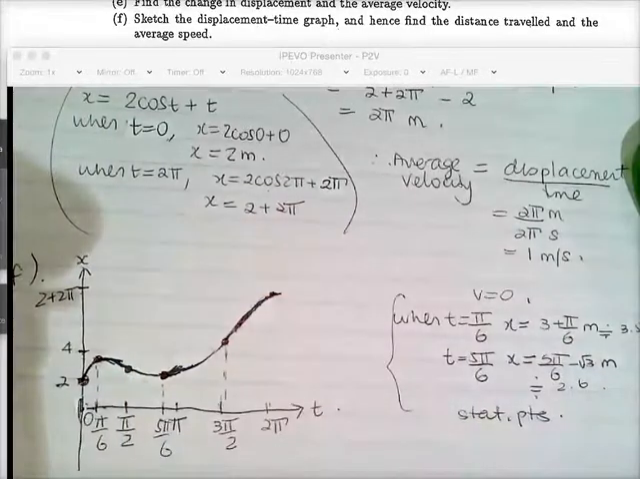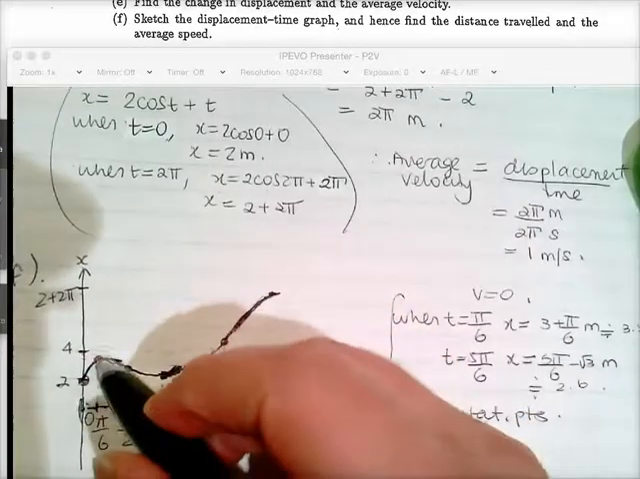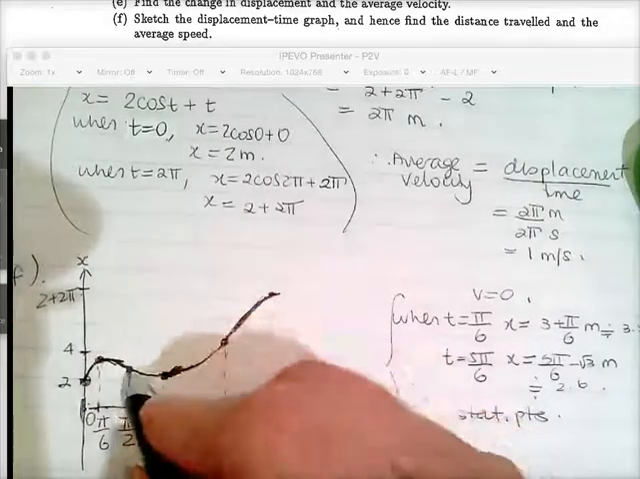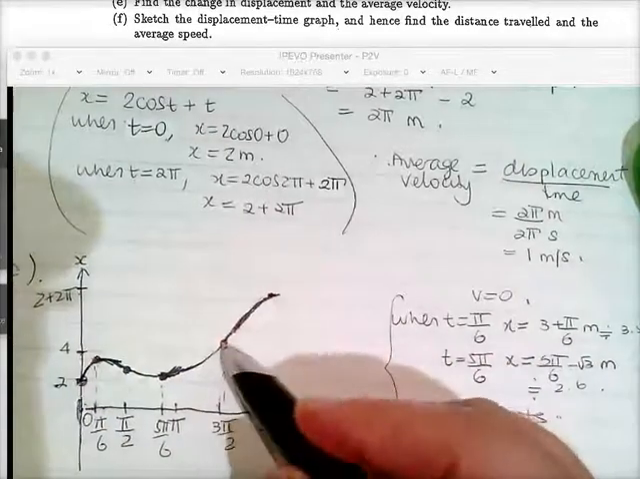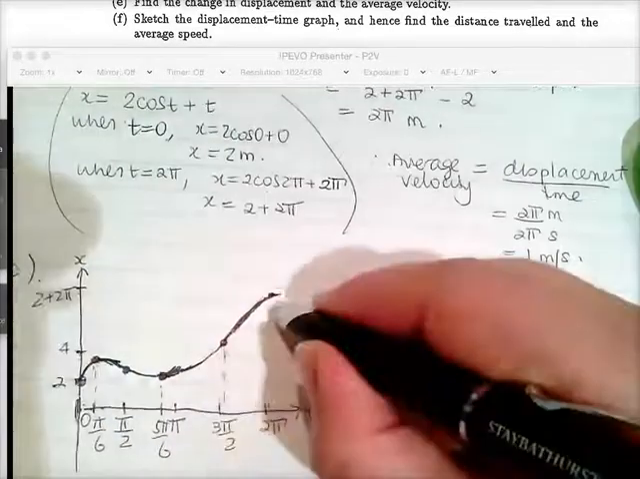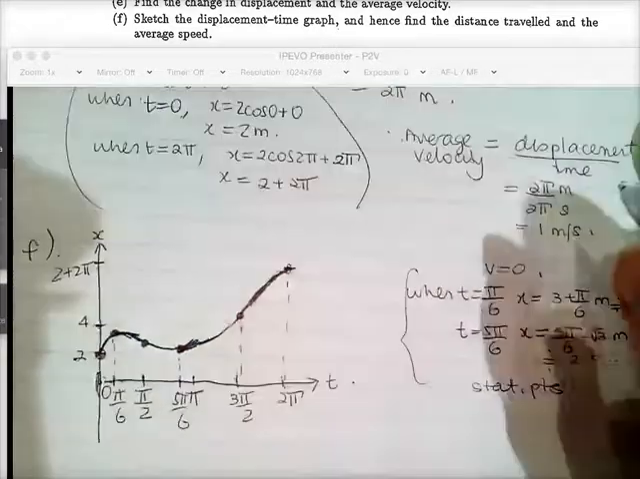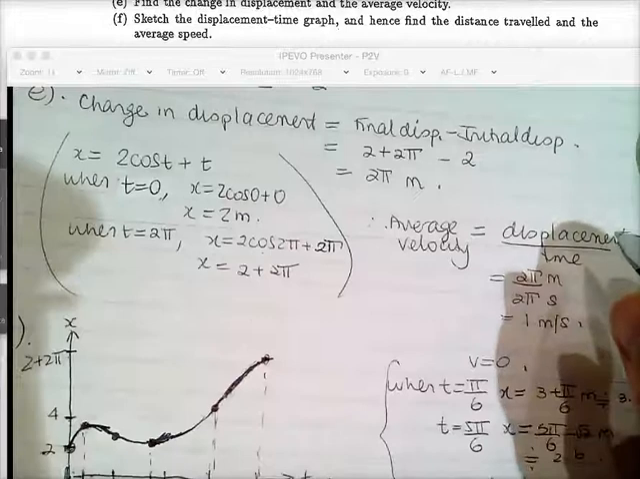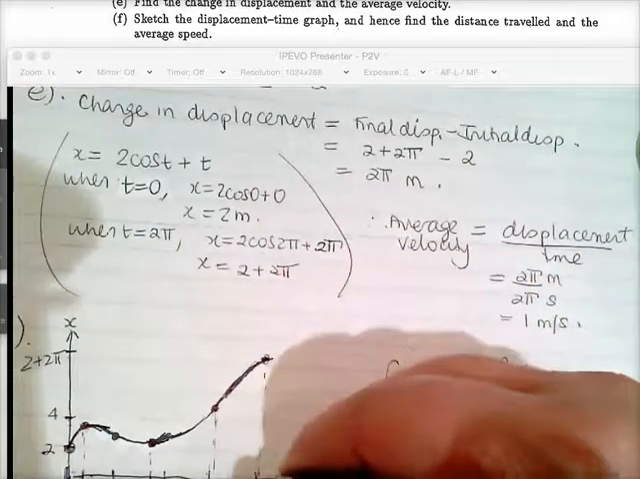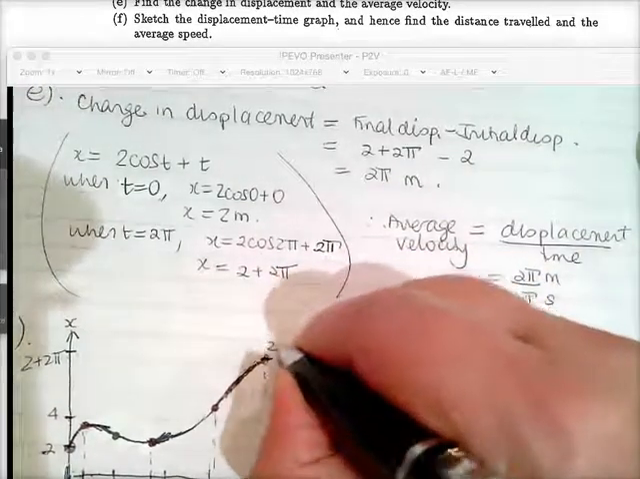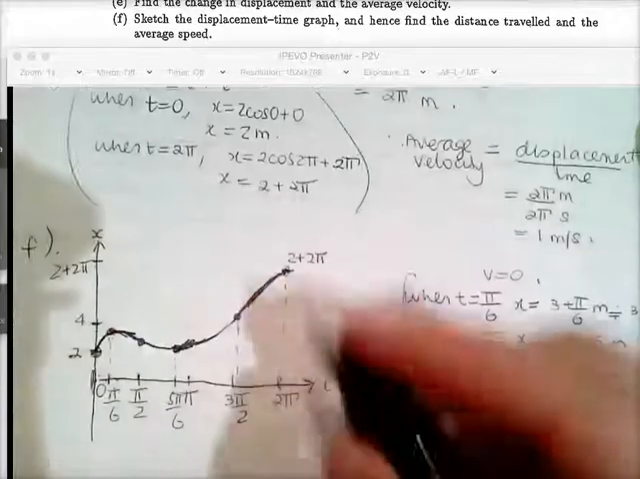Okay, so you've got a local minimum down here, a maximum. You've got an inflection at pi on 2. You've got an inflection at 3 pi on 2. And it stops there at 2 pi. So I'll just put some points on the graph. When t is 2 pi, x is 2 plus 2 pi.